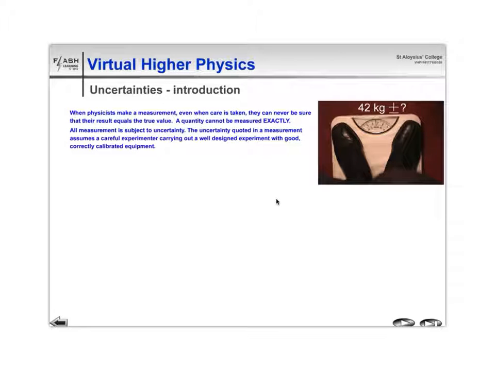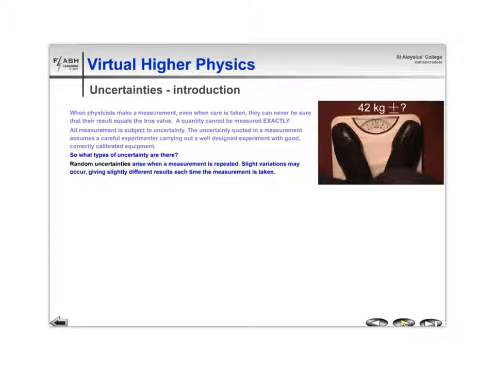Anytime we make a measurement, we can't be 100% sure about the actual value. And uncertainties is an attempt to describe how sure we actually are about a measurement. So what can cause these uncertainties in our value?